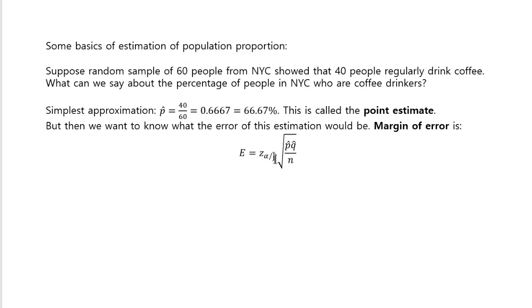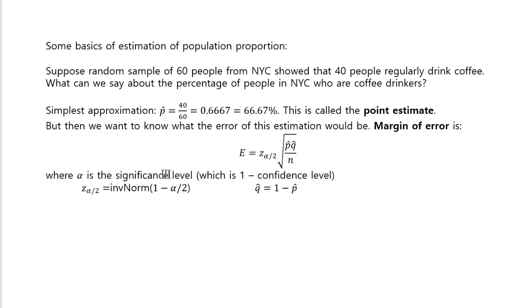I guess Z alpha over 2 is the hardest one to find. I think some people think alpha over 2 is multiplied. No, it's not. Alpha over 2 doesn't directly get used in the computation. This Z alpha over 2 is more like a function of alpha. So first you have to figure out what alpha is by this formula: 1 minus confidence level.